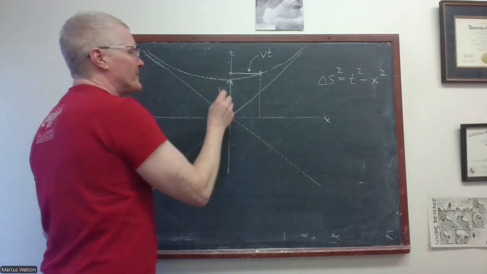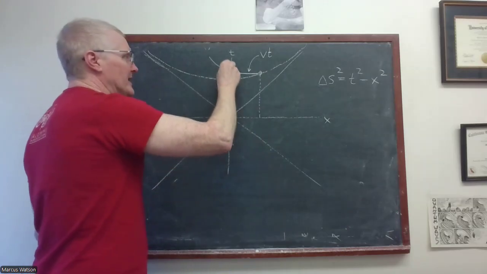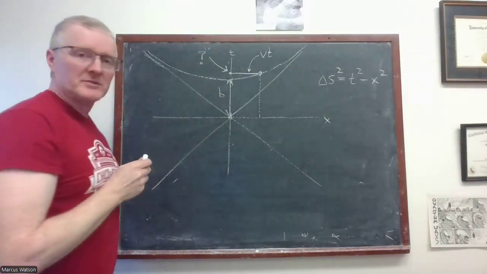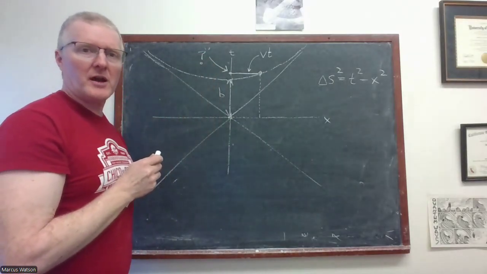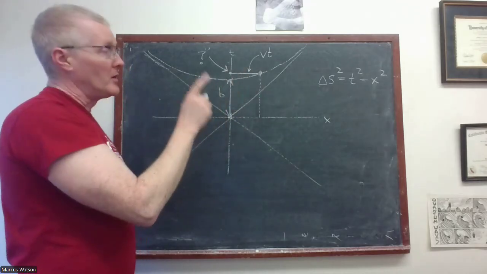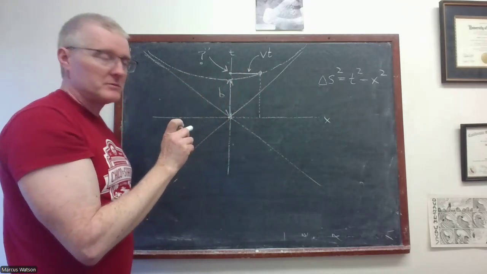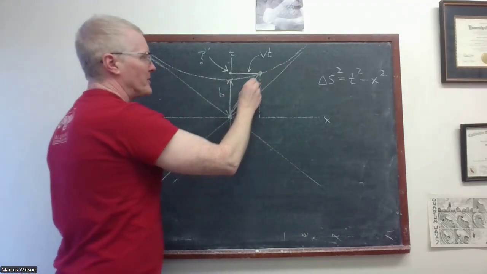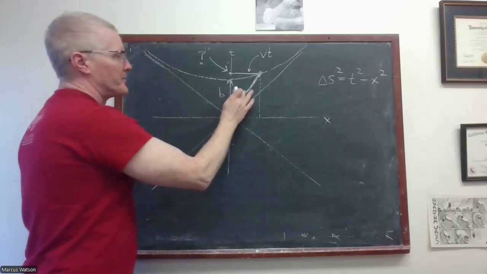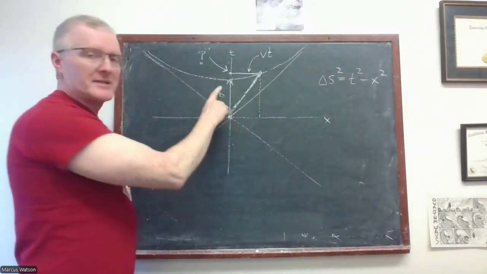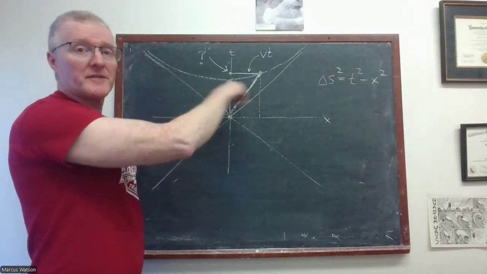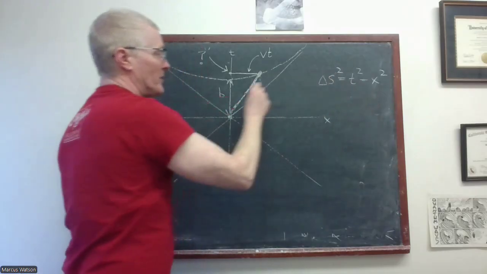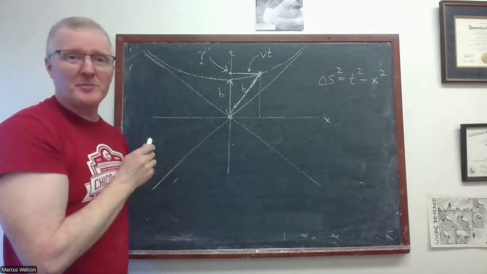The question is, what's the reading on the clock? Right? What's the reading on the clock when they're over there? Well, we're saved by the interval, right? Because the interval from here to here is still satisfying the equation of the hyperbola, which in other words is t squared minus x squared. Therefore, that must also be B.